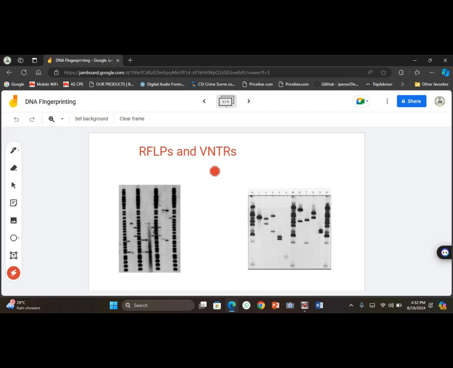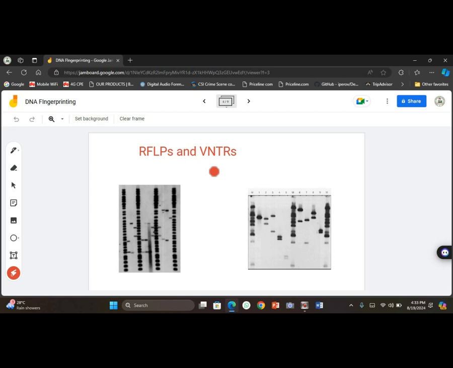Restriction fragment length polymorphism, or RFLP as they are commonly known, were the first type of DNA fingerprinting which came onto the scene in the mid 1980s. So RFLPs focus on the size difference of certain genetic locations.